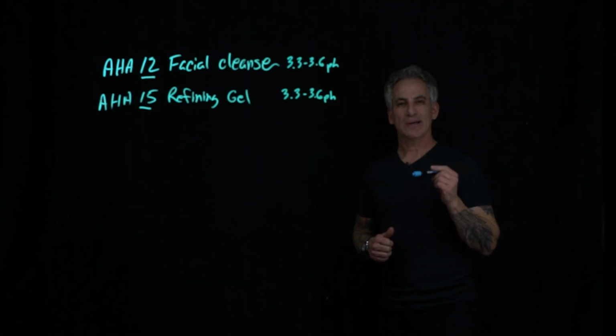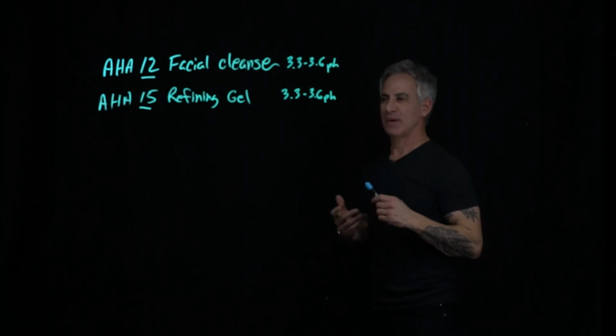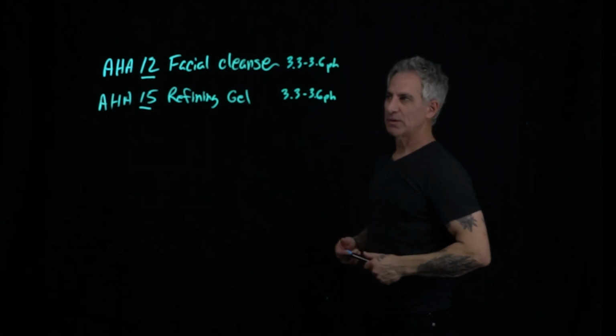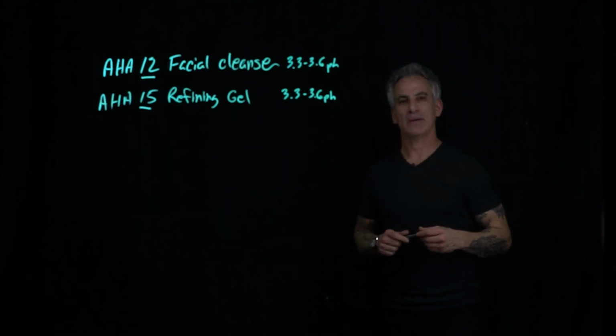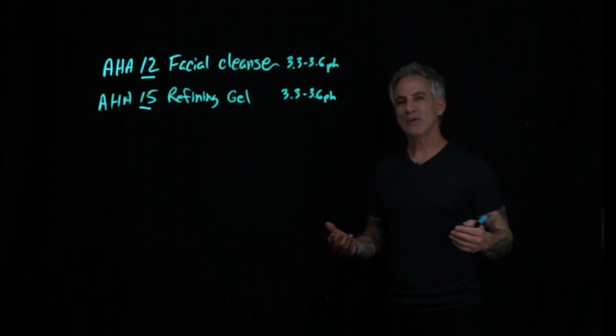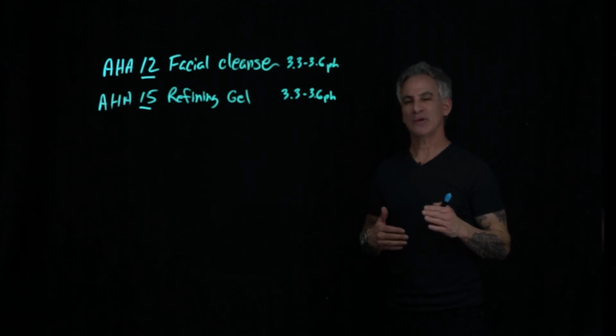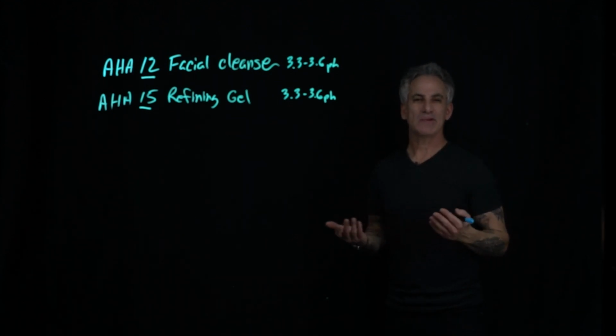In this video, I'm going to be talking about two different products within the Serene line. One is called AHA 12 Facial Cleanser, and the other is AHA 15 Refining Gel. I'm going to tell you the difference between the two and which one I would use for which purposes, and just give you some ideas.